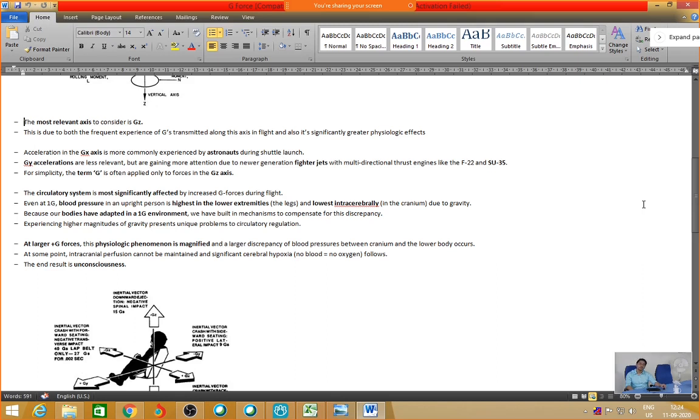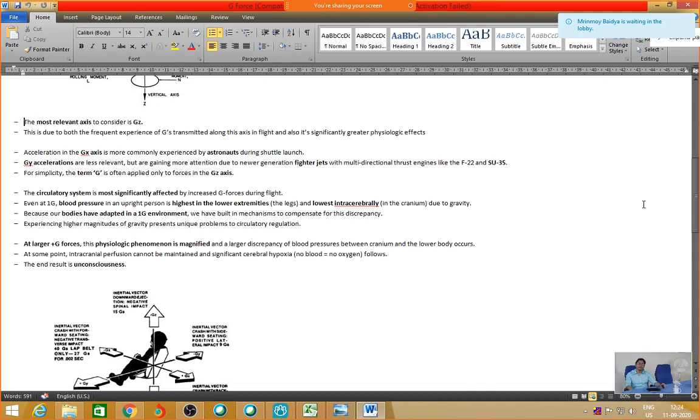All such kinds of pressure generally occur in a 1G environment, that is the one positive G pressure environment. So what happens if we change this G force, if we change this physiological phenomenon? Such things are basically magnified. All the problems that a body is already facing are magnified, and so a large number of discrepancies may occur.